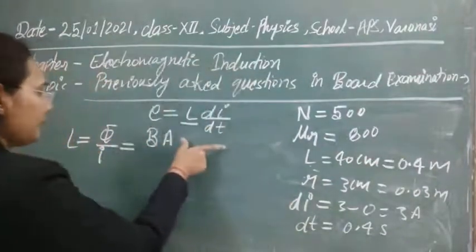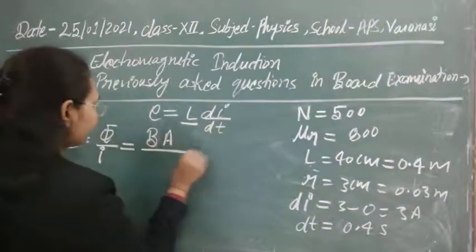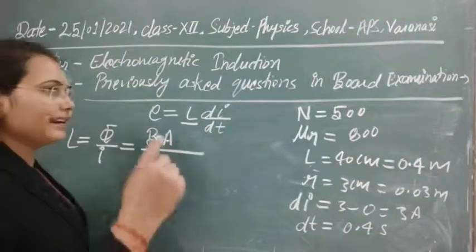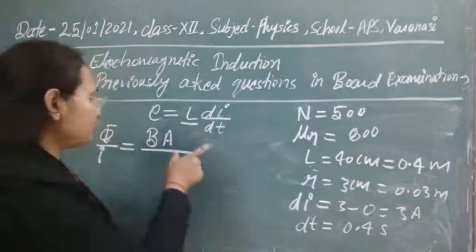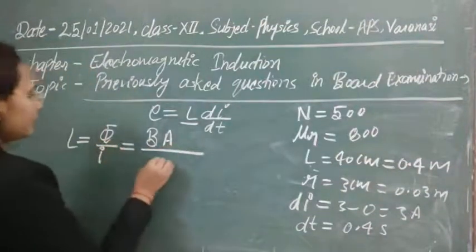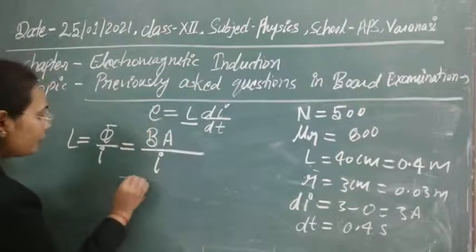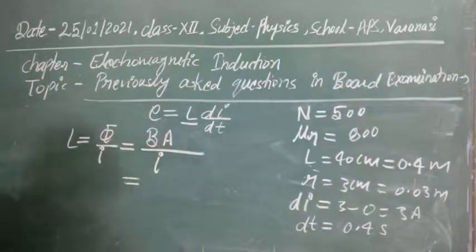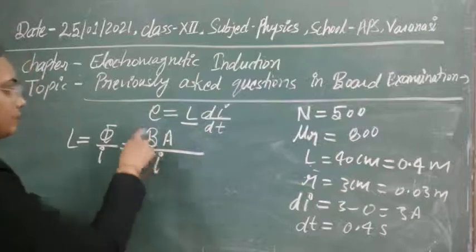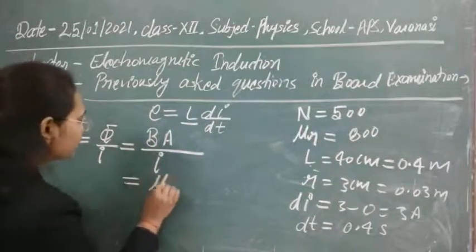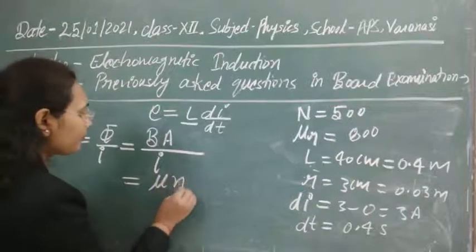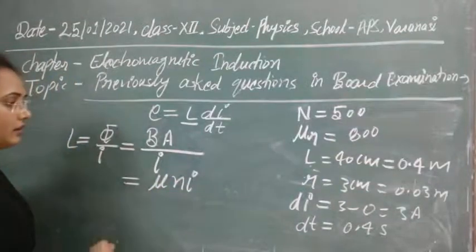I'm not taking that directly. So actually not 90 degrees, that will be 0. That's why cos 0 will be 1. So we can take here BA upon I. Now we know that in the case of a solenoid, what is the magnetic field? Its value at the center we have already calculated. So its value is given by mu n I.